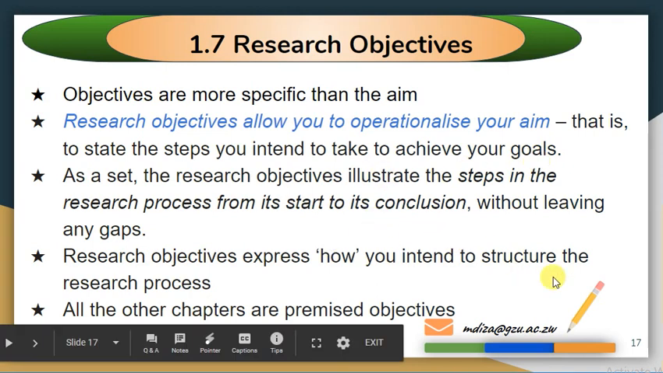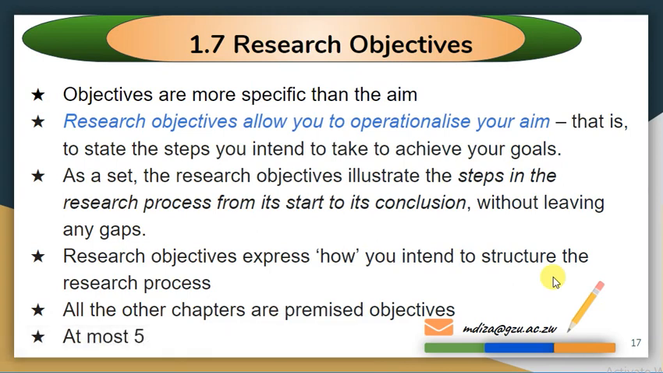Why? Because all the other chapters, or everything that we do, is centered around objectives. By achieving our objectives, we are also achieving our aim and ultimately the final goal of the research project. At most, 5 objectives would be enough.